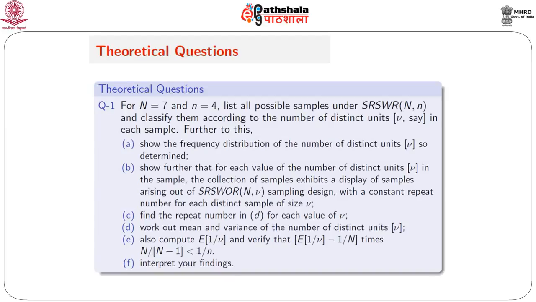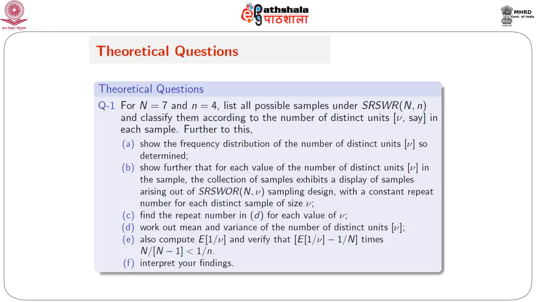And to compute expected 1 by nu, once you know the distribution of nu, we know nu equal to 1, 2, 3, 4. You know the probability distribution. That also you can get from the general result that is given following the identity. So you can use that to compute expected 1 by nu, and then you can verify this result: expected 1 by nu minus 1 over capital N times etc. less than 1 over small n.